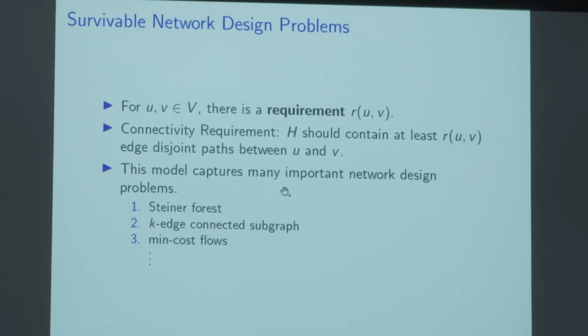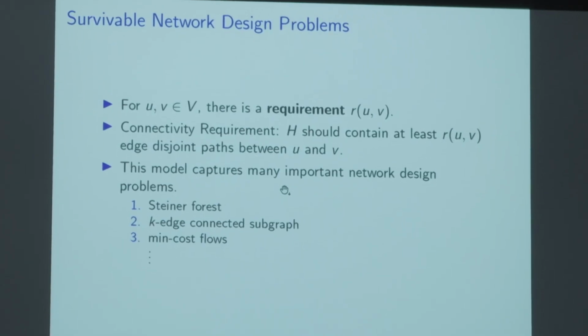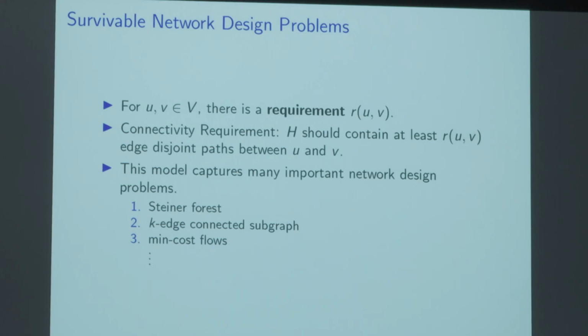In the survivable network design problem, which is a special class of network design problem, connectivity requirements are given as requirements between pairs of nodes. For every pair of nodes you have a requirement, an integer r_uv, and the goal is to pick a subgraph such that for every pair u, v you have r_uv edge-disjoint paths between u and v.